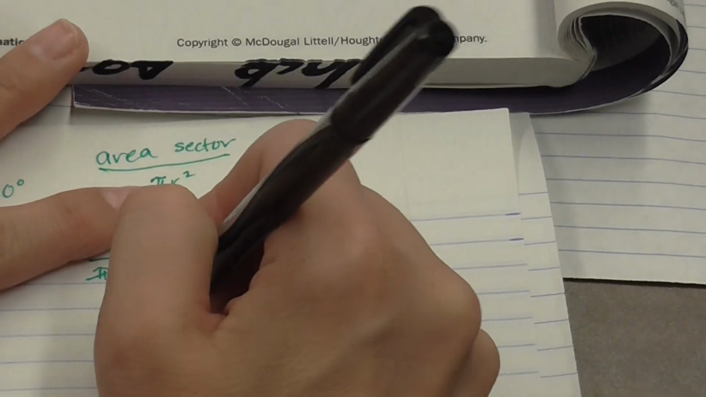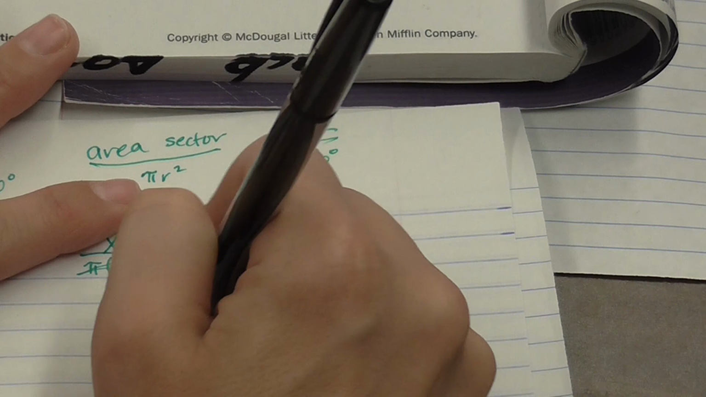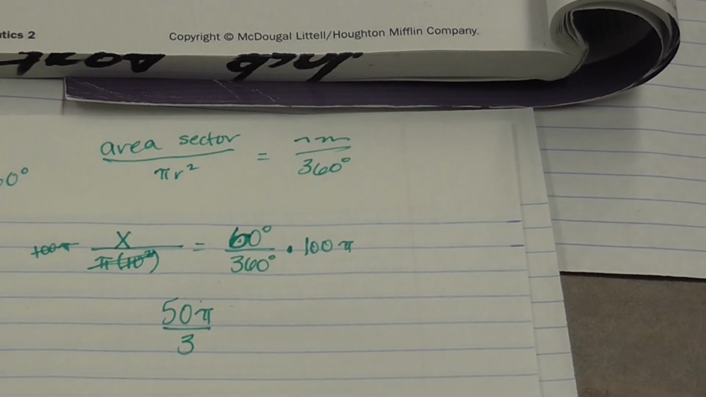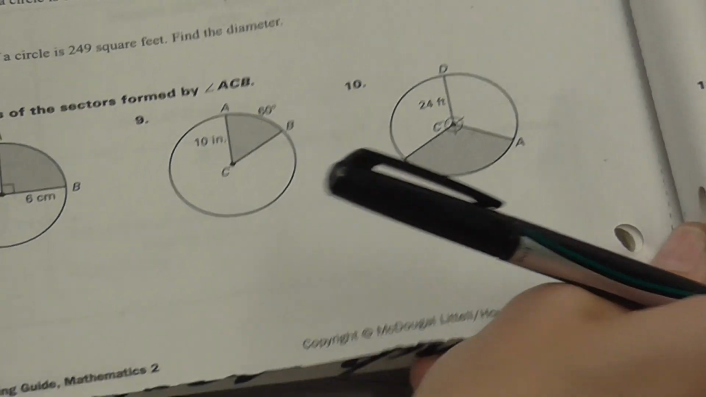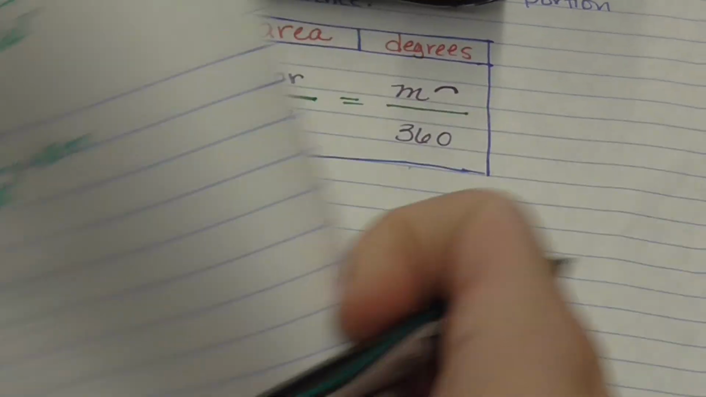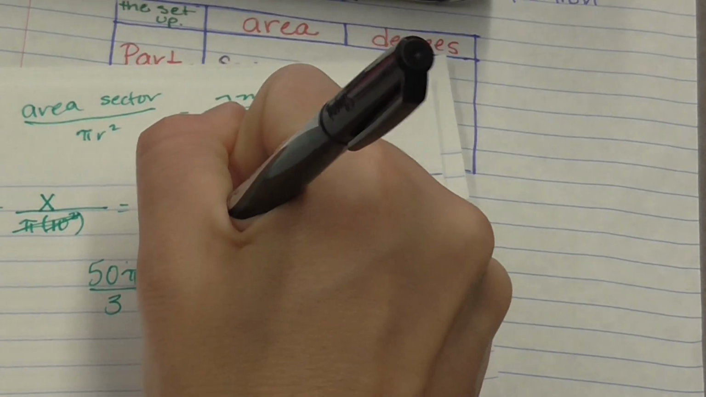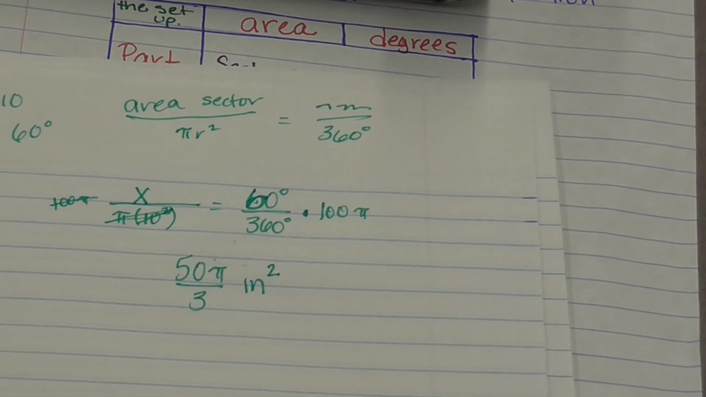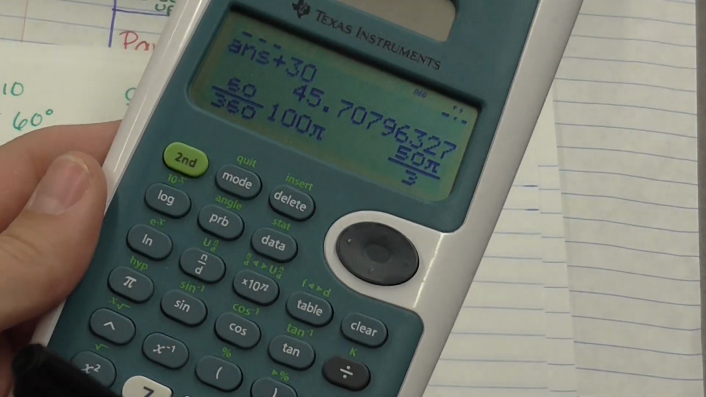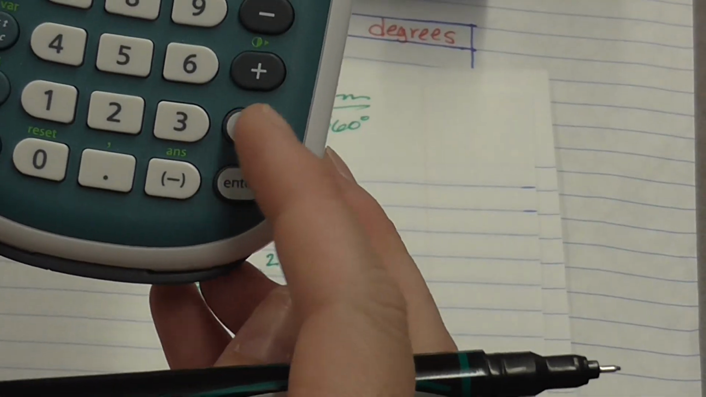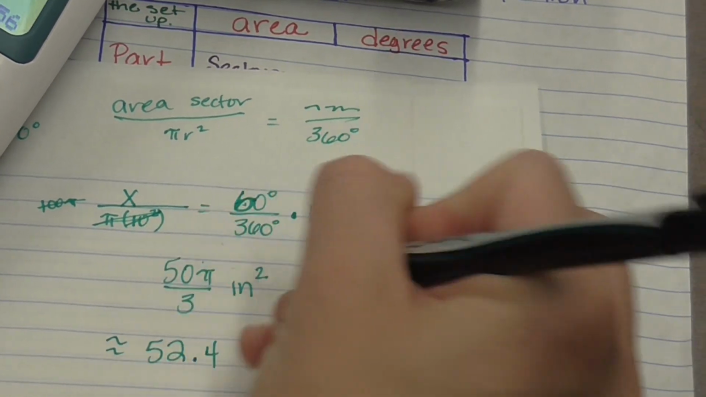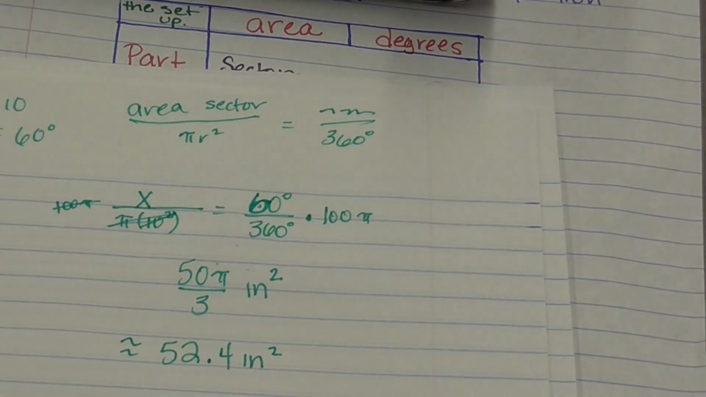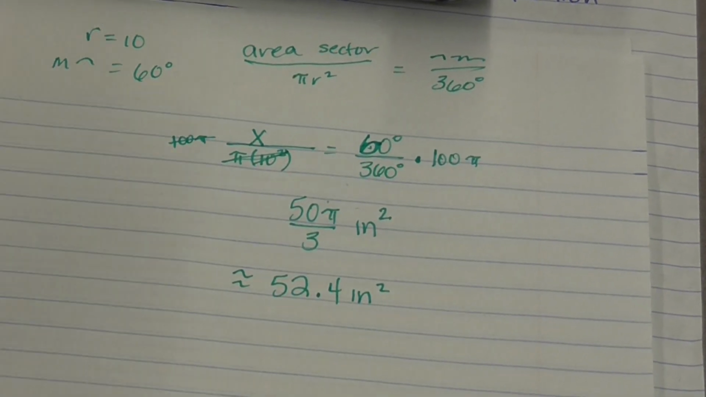Slide this up a little bit. 50 pi over 3. Okay, again, if it asked you to round to the nearest, now that was in, if I go back and look, that was in inches. So I have to say inches, but it's square inches, so it's inches squared. So again, if it asks you to round to the nearest whatever decimal, I'm going to use that button right there to change it to decimals, and I get 52.4. So it's approximately 52.4 square inches. So that would be an example of an area of a sector problem.